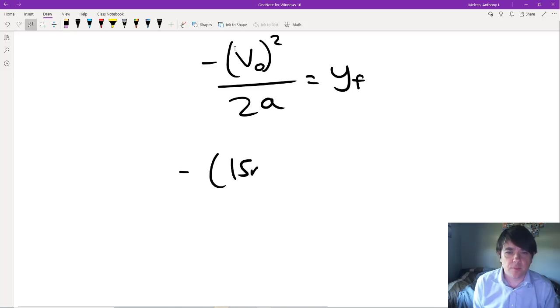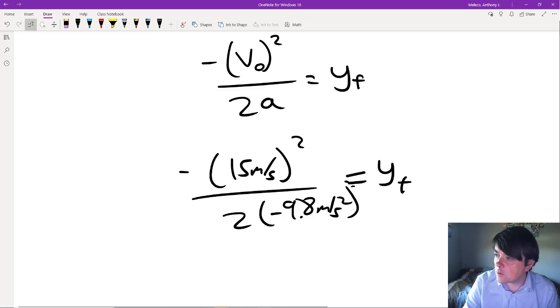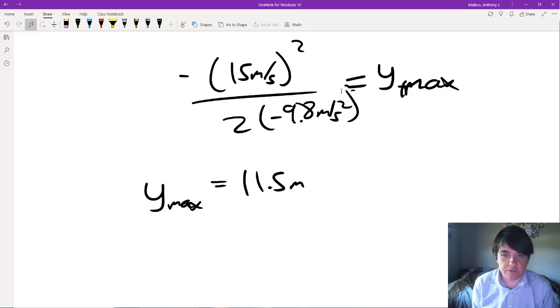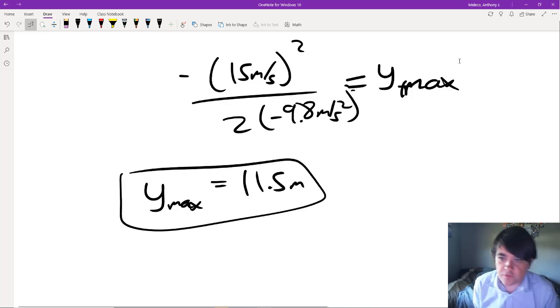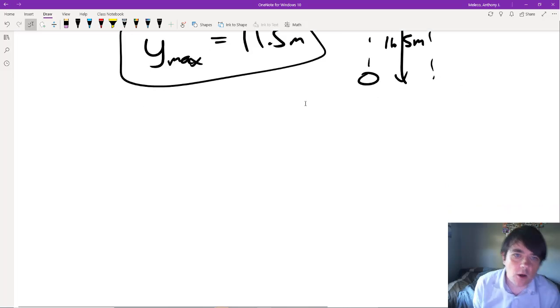And this is going to be 15 squared over 2 times minus 9.8, which is great that both are negative because we're going to get a positive answer. And so what we tend to get from that is 11.5. So y max, sorry, that should have been max the whole time, is 11.5 meters. Okay. So that means we're throwing the ball up, back down at the peak. This is 11.5 meters. Okay. All right.